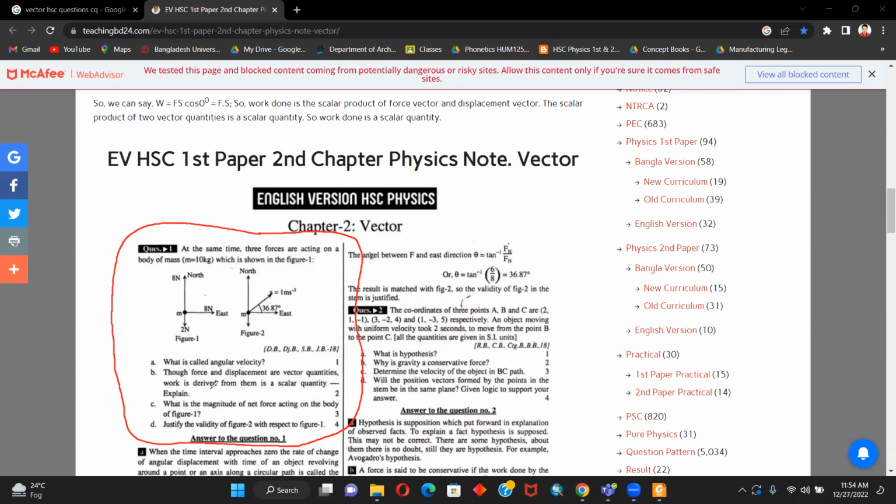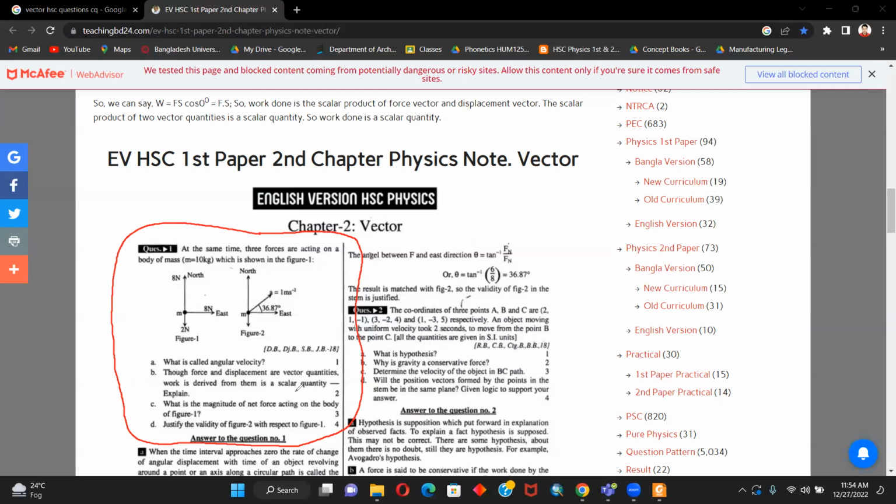Yes, the answer is that we are deriving it from force and displacement, but the operation we are using is the dot product, and the result we get from the dot product is a scalar quantity. So you can explain it like that. It doesn't have any direction, so work is a scalar quantity. Fine.